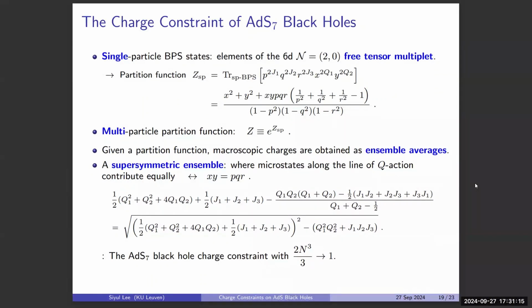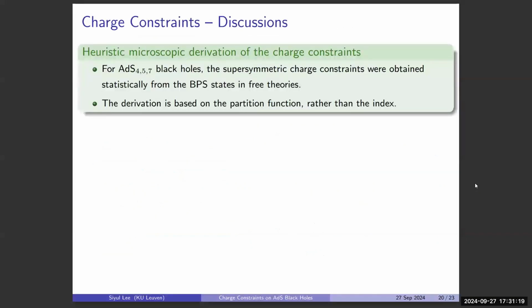So this is the end of magic, which is not mathematics. And now we have to get back to reality and discuss. So what we have done is to derive the supersymmetric charge constraint for AdS4, 5, and 7 black holes from the BPS states in the free theories. And this derivation was based on the partition function instead of the index, so it does contain some information about where the state lives along the red line.